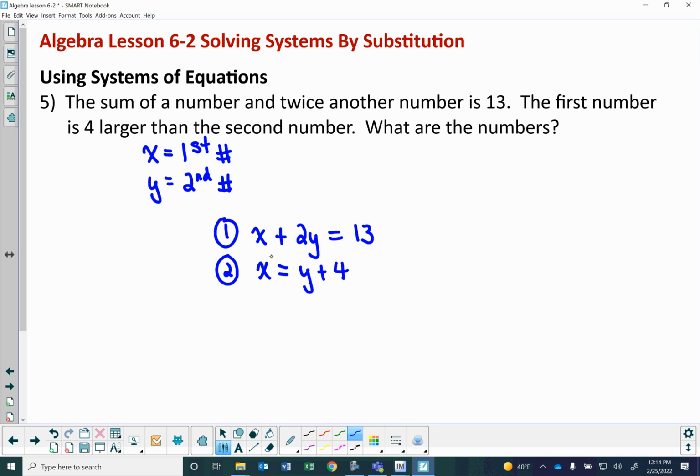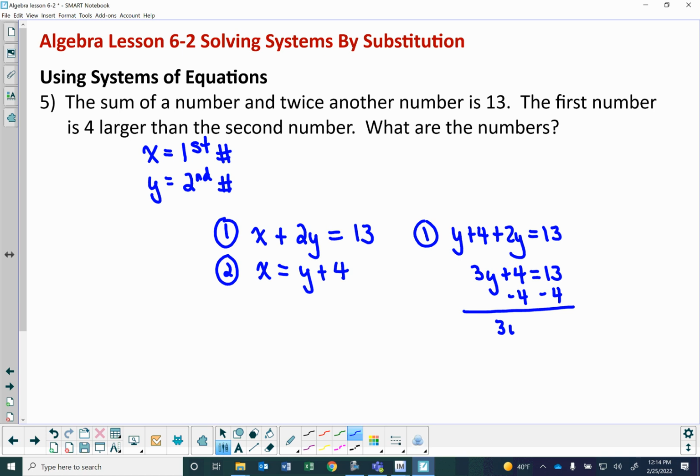Now, to solve this, I already have an equation that's set up for a single variable, so I'm going to substitute in y plus 4 into equation 1 every time I see an x. So in equation 1, every time I see an x, so x, which is y plus 4, plus 2y is equal to 13. 2y plus y is 3y. 3y plus 4 equals 13. Subtract 4. 3y equals 9. Divide by 3. y is equal to 3.